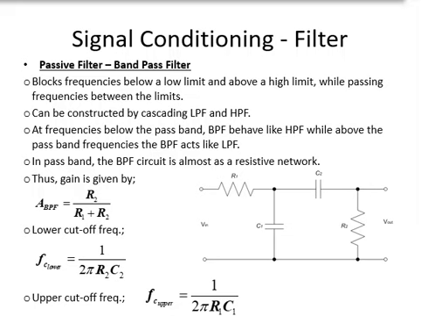In the pass band, the band-pass filter circuit is almost a resistive network. Thus, the gain is given by A equals R2 over R1 plus R2. The lower cut-off frequency, Fc lower, is equal to 1 over 2 pi R2 times C2, while the upper cut-off frequency, Fc upper, is equal to 1 over 2 pi R1 times C1.